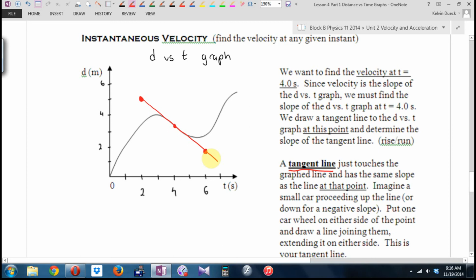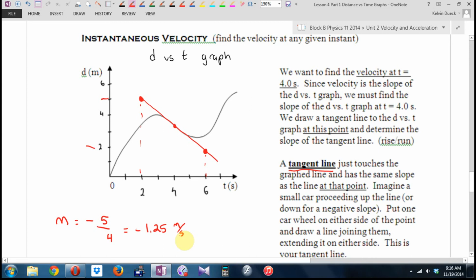Yours might be a bit different, and so for these answers, I take a fairly wide range of answers. But for me, my slope is, well, negative, I know that. I'm 7 high right here. I'm 2 high right here. My slope is 5 over 4. My slope is negative 1.25 meters per second. I would probably take anything between negative 1.1 and negative 1.4.